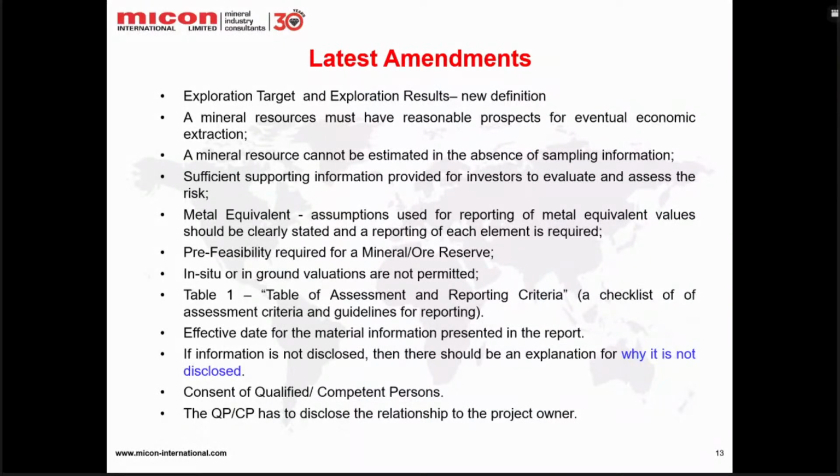There is something else that is called "if not, why not." If the information is not disclosed, then the authors of the report should have an explanation why it is not disclosed. It sounds a little bit confusing, but if I don't provide QAQC plots in the report that has a mineral resource estimate, I have to say why. Because the sampling didn't have QAQC, or because the QAQC failed, or what? What is the reason? And there are many other examples like this.